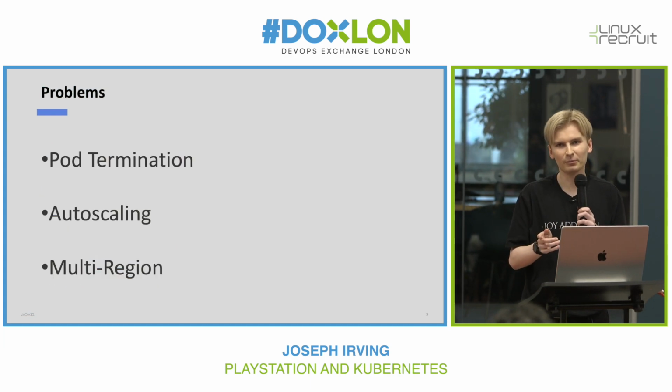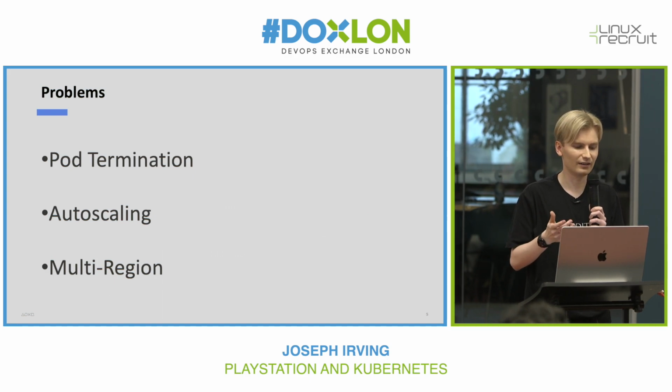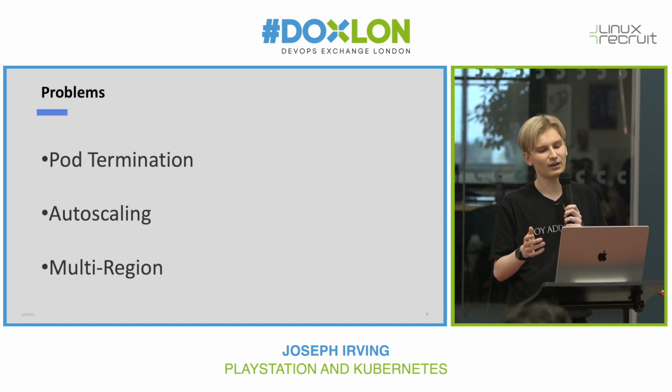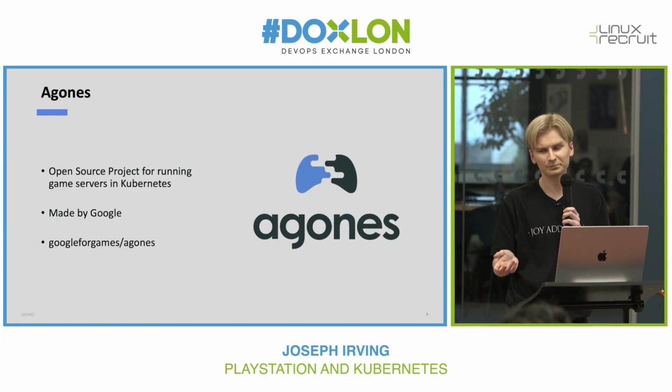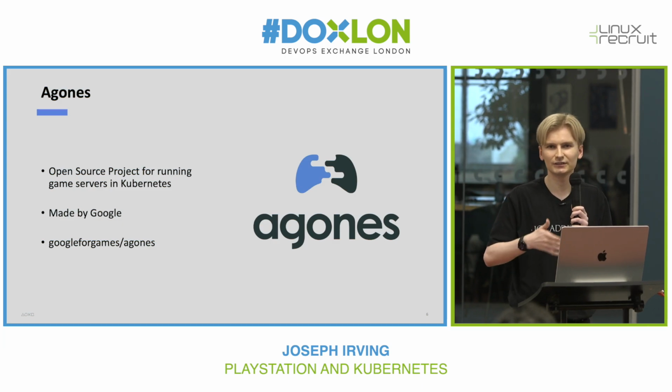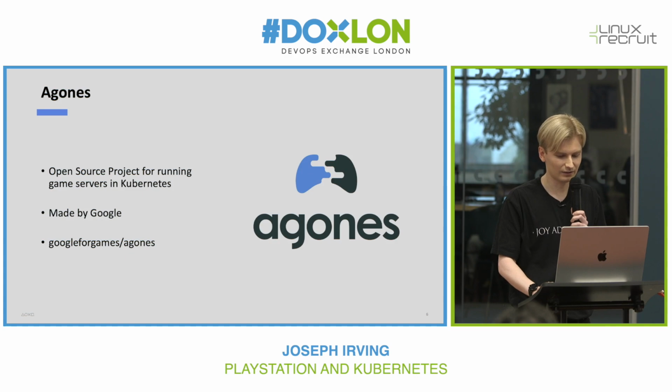So the three big problems, at least in my opinion, for running these kind of things in Kubernetes are these things: pod termination, auto-scaling, and how to do it multi-region. And I'm going to cover how we solve each of these problems through the talk. And the thing we use to solve these is a tool called Agones, which is something made by Google. It's an open source project. You can find it at Google for Games/Agones. And it's a plugin, extension, add-on, whatever you want to call it, for Kubernetes that creates a load of first-class concepts for running game servers in a cluster.